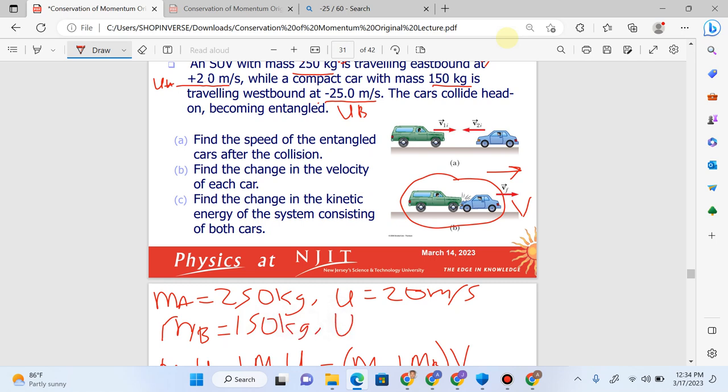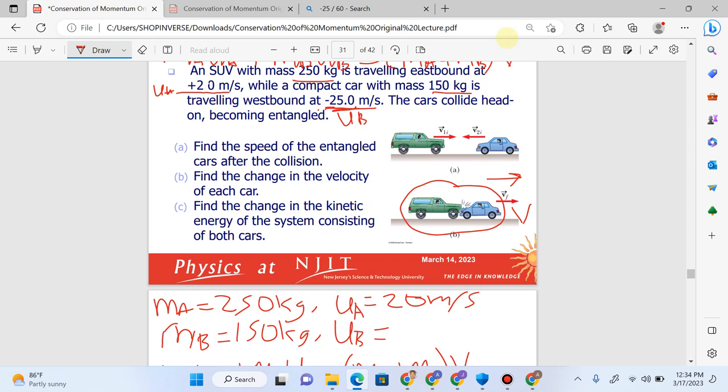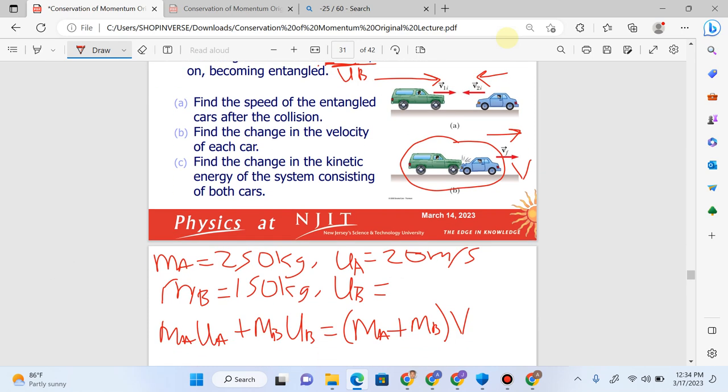And the initial speed of the SUV, UA, is 20 meters per second. UB, the initial speed of the car, would be this initial speed. You take note that the car is moving in the opposite direction to the direction of the SUV. That's why we have this minus sign for the car. Final velocity. What's the final velocity of both of them? Unknown. That's the question we are trying to solve.